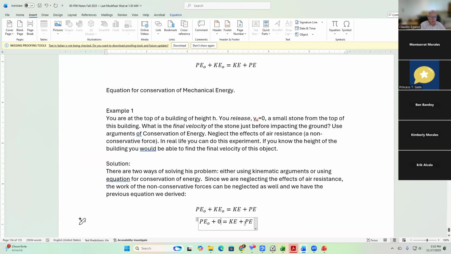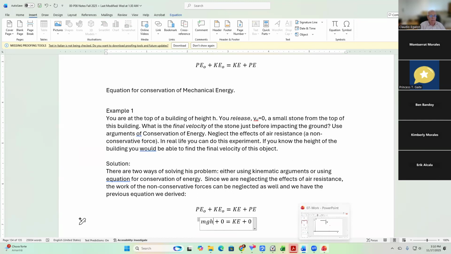At the bottom of the building, we can set our potential energy equal to 0. And the initial potential energy, which is the potential energy at the top of the building, is going to be mgh. Okay?